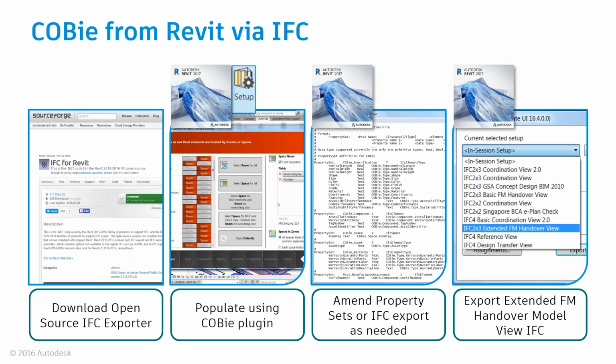If you weren't aware, you can actually provide COBie as part of an IFC file, and we have workflows to support that as well. So again, using that open source IFC tool for Revit, this would allow you to export out to that extended FM handover view. So again, that's another area you should look at.